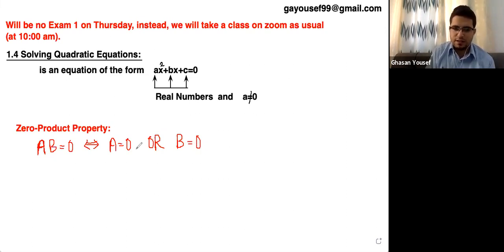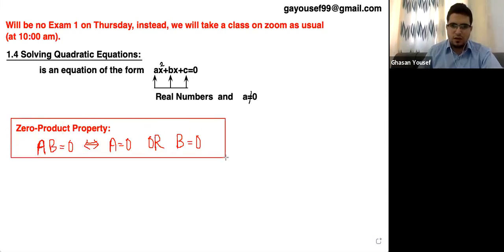And the same thing from this side to this side. If A equals 0 or B equals 0, this implies AB equals 0. This is called the zero product property. Now I'm going to start solving a quadratic equation by factoring. We have so many different ways to solve a quadratic equation. I'm going to start by factoring.